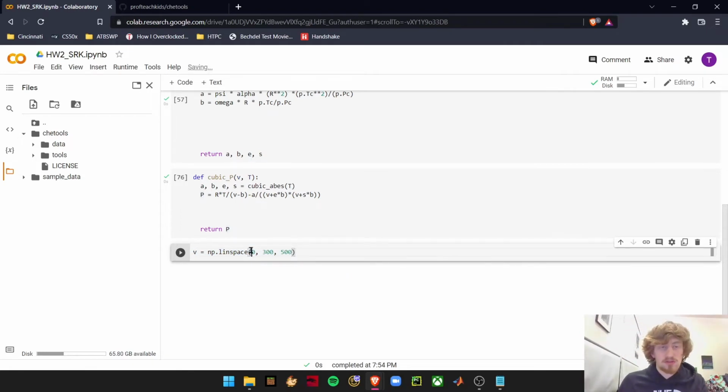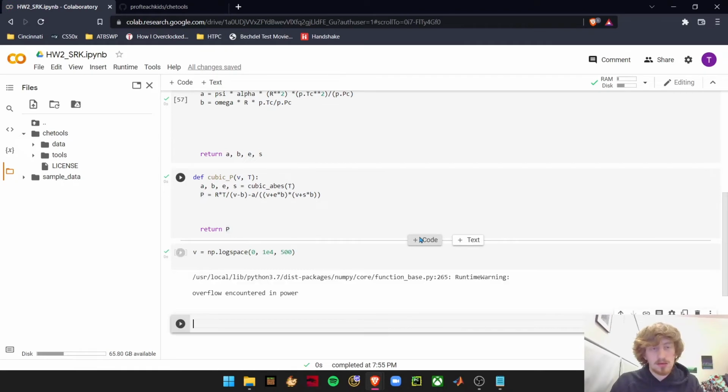The issue with this is, first off, our range here isn't very good. A more accurate range would be somewhere around 0 to 1e4 cubic meters per mole. And the other issue here is that we only have 500 increments to get from 0 cubic meters per mole all the way up to 10,000 cubic meters per mole. So a better way to do this would be to use logspace, since we're traversing several orders of magnitude. And logspace, I'm going to do this in a separate box because it's going to give us that error right there.